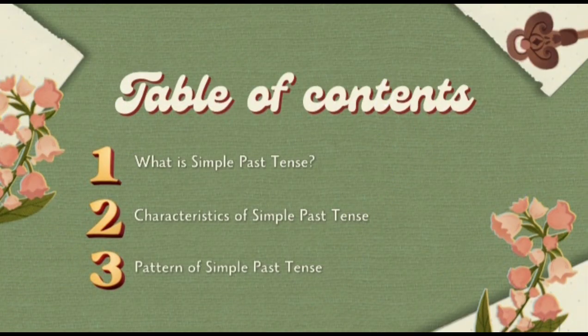So here is the table of contents of this lesson. The first one is what is simple past tense. The second is characteristic of simple past tense. The third is pattern of simple past tense.